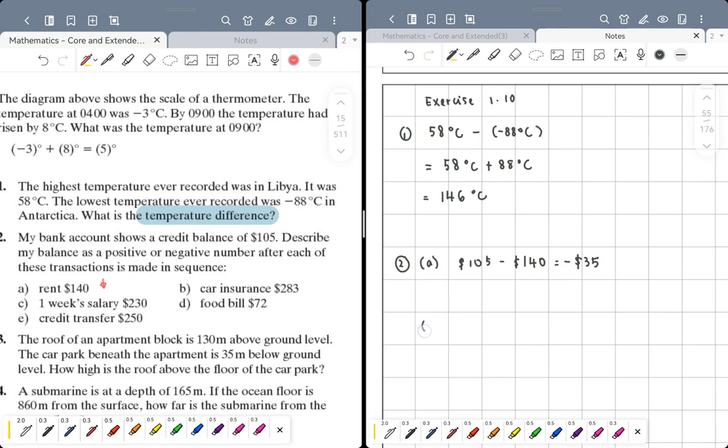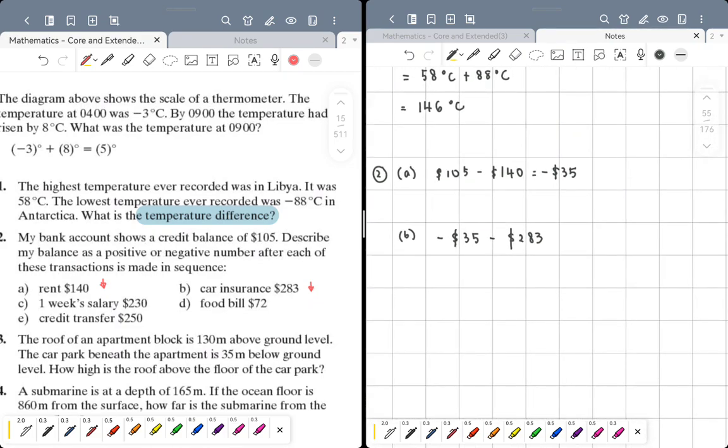For B, car insurance. You pay for insurance, you will have less money. So it's going to be a subtraction again. Remember your negative. Negative 35 minus 283. So you're actually adding 35 with 283 and becoming a negative number. So it's negative 318 with the dollar sign.